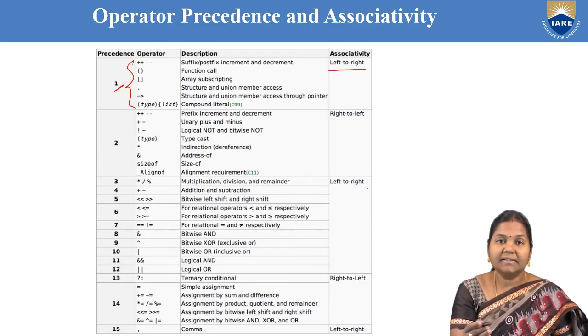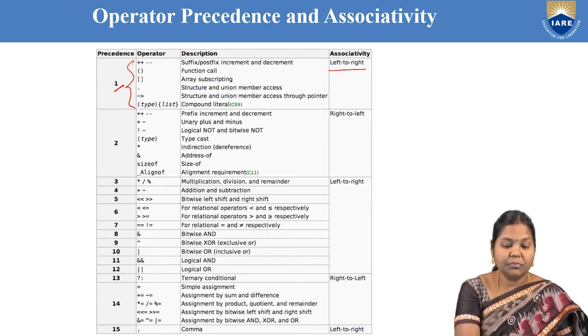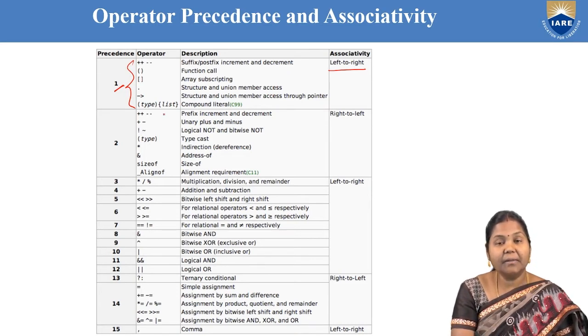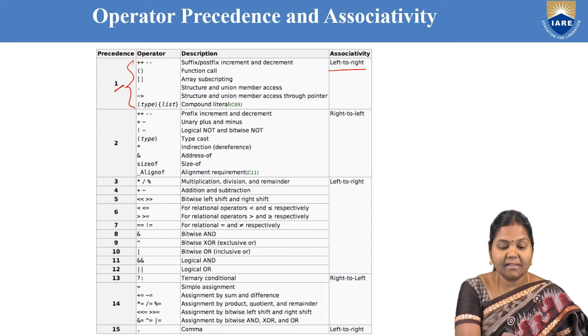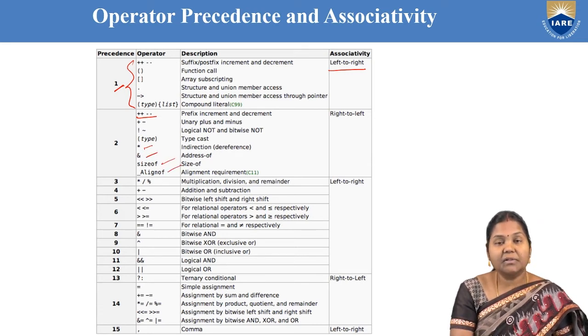Now coming to the second highest priority operators. In the highest order you have postfix increment and decrement. In the second highest order, plus plus and minus minus, which is prefix increment and decrement, followed by unary plus and minus, then logical not and ones complement, then typecasting, the indirection operator, bitwise and, size of, address operator, and so on. So this is the second highest operator precedence.